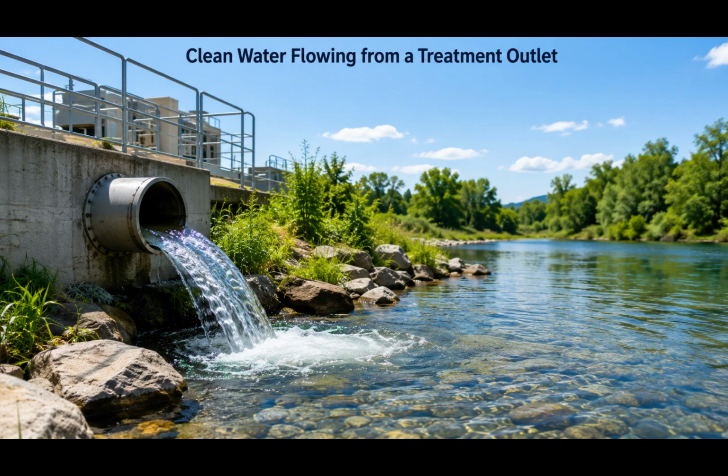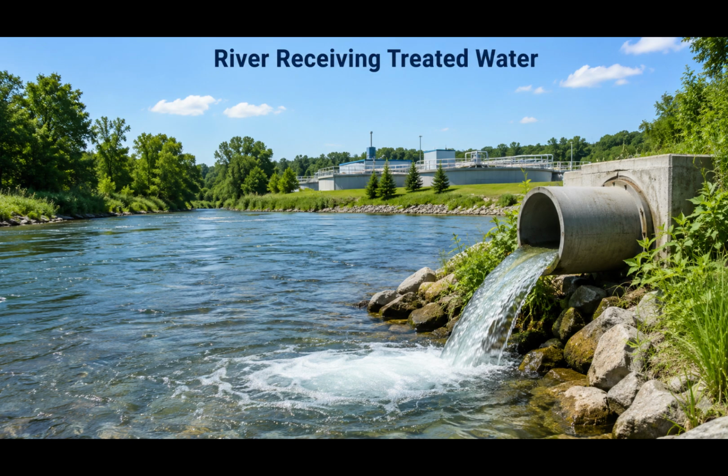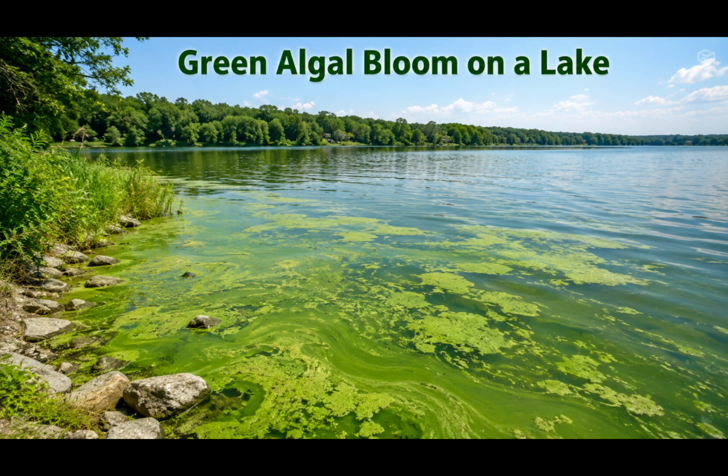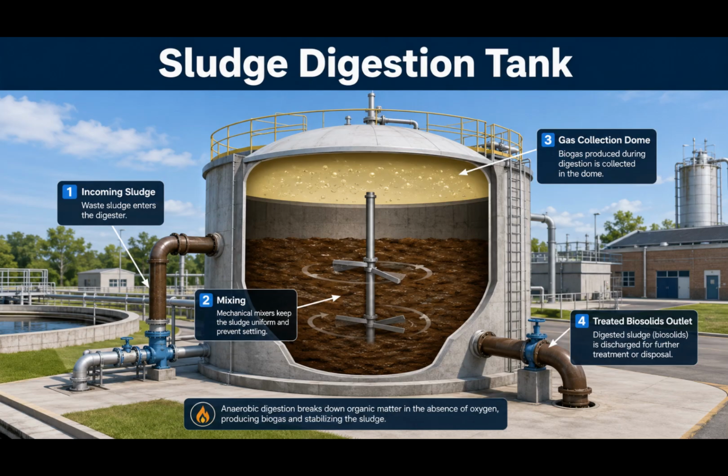After treatment and disinfection, the cleaned water is called treated effluent. Treated effluent is usually released into a river, lake, ocean, or another receiving water body. Before it is discharged, it must meet environmental quality requirements designed to protect public health and aquatic ecosystems. In some communities, treated wastewater is reused. But what happens to the solid material removed during wastewater treatment?